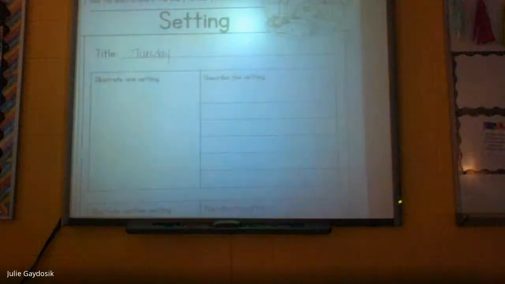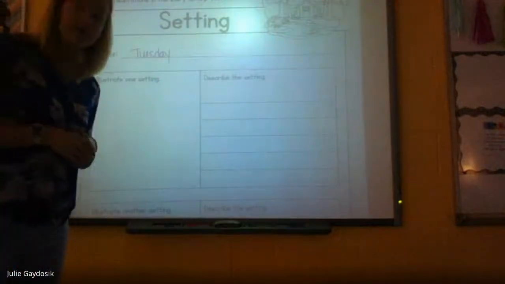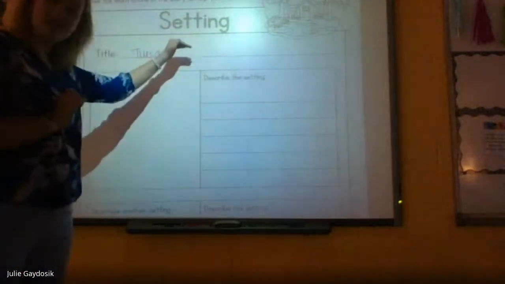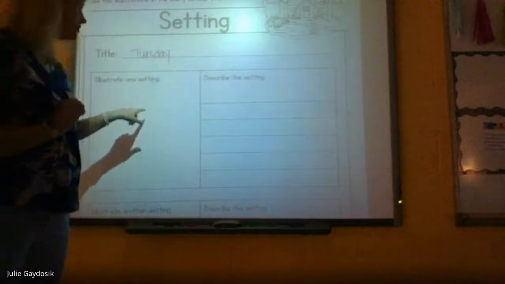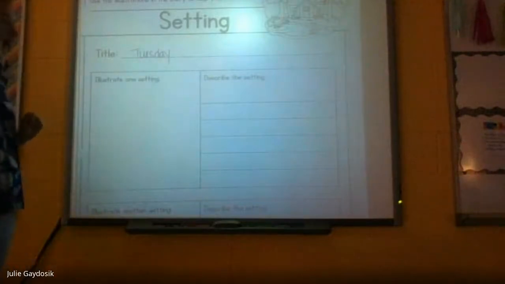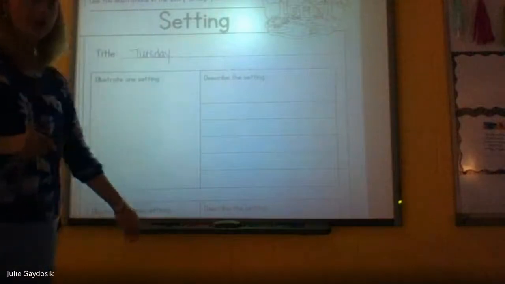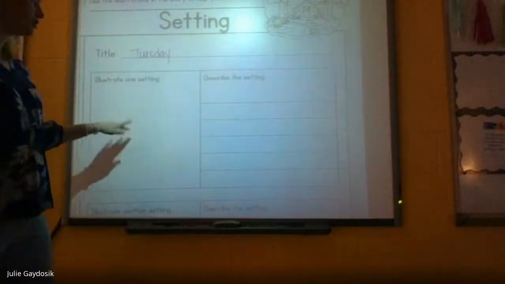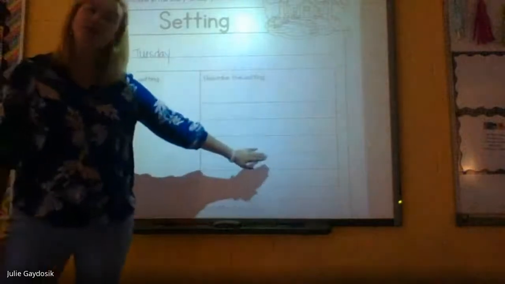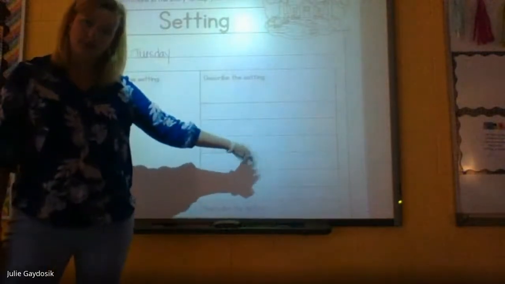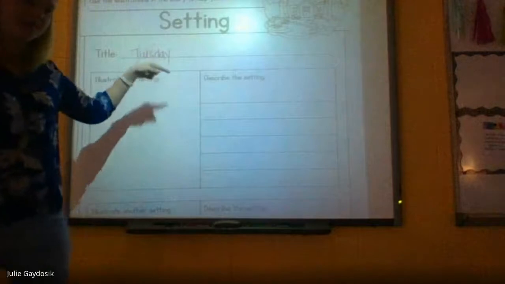Okay. So don't forget, we're talking about describing the setting by using illustrations. So what we're going to do first is in your notebook, I just want you to draw a line down the center of your notebook. And on one side, we're going to draw a picture. And on the other side, we're going to use words to describe what we drew. So we're talking about the setting.